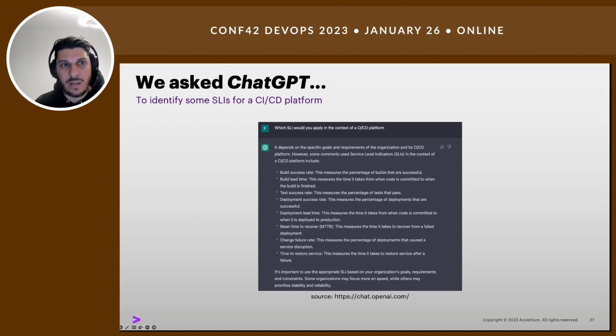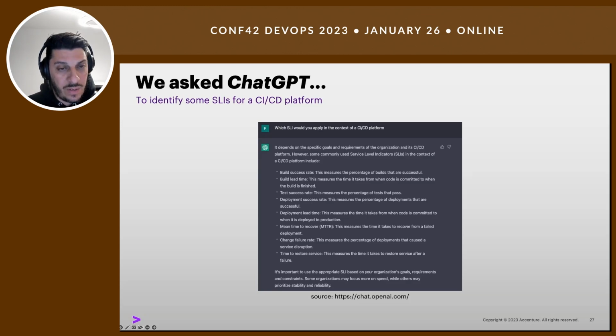Okay, this is a funny slide. What we did is to try to understand if our SLAs are correct. We asked ChatGPT if they can give us a couple of SLAs. And you can see here what we selected at the end. So the first one is about the build success rate. Really interesting because it's also the one that we are using. Then we have a build lead time. You can imagine which kind of measure we have here, and it's really important for our SRE and DevOps.